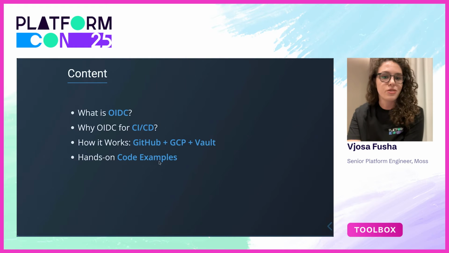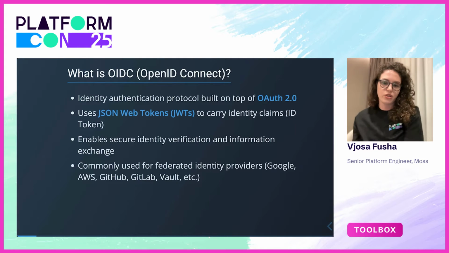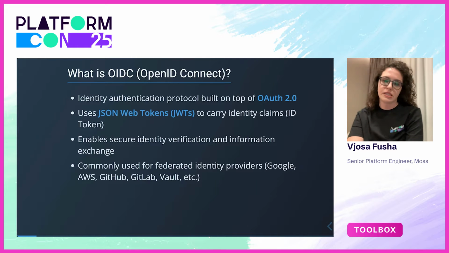So let's start. What is OIDC or OpenID Connect? OIDC is an authentication protocol that sits on top of OAuth 2.0. It's designed to enable secure and standardized user identity verification on the internet. It allows clients to request and receive information about authentication sessions and users using ID tokens, which is one of the key innovation in OpenID Connect or OIDC. OpenID Connect is actually a very API-friendly specification, and it is commonly used for federated identity providers or IDPs like Google, AWS, GitHub, GitLab, Vault, etc.